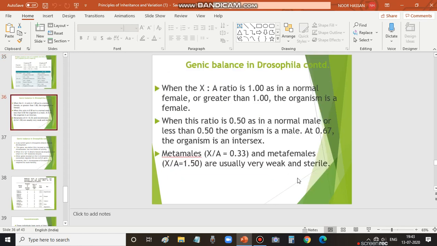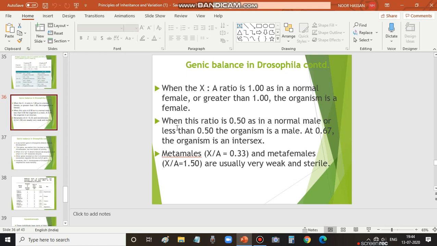So this is genic balance in Drosophila. We are still discussing more information about it. When the X to A ratio, where X refers to X chromosomes and A to autosomes, is 1, as in a normal female Drosophila, or greater than 1 also, the organism is a female. But here you should understand the difference. 1.00 is a normal female, and more than 1.00 is also female but not normal.